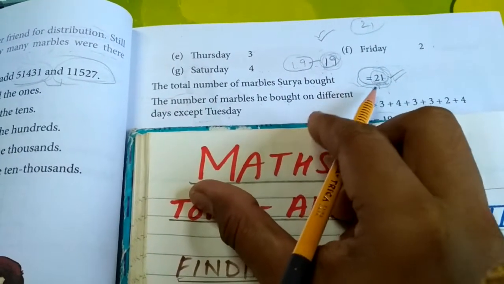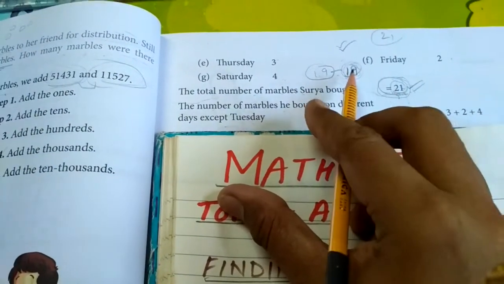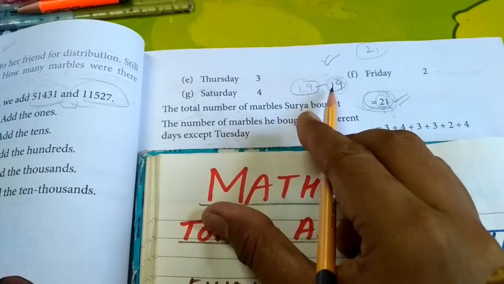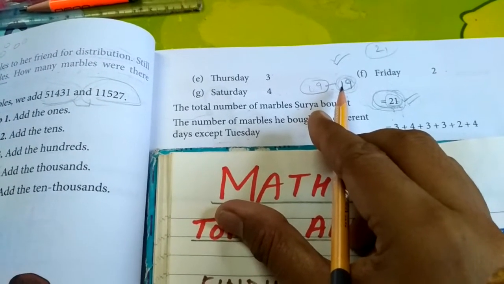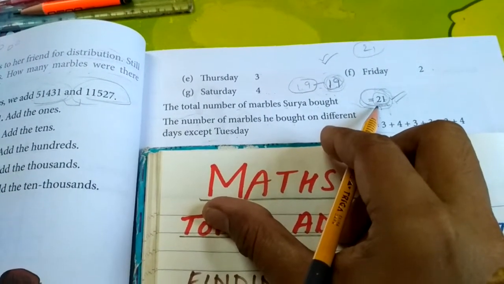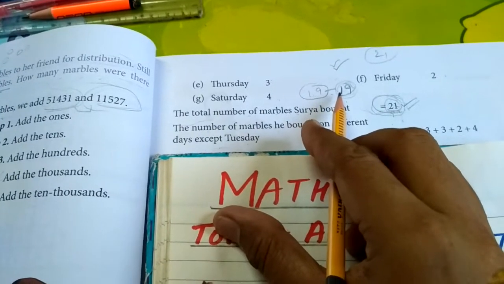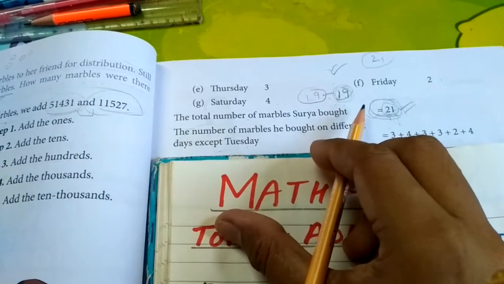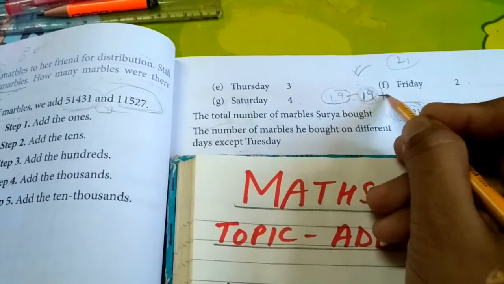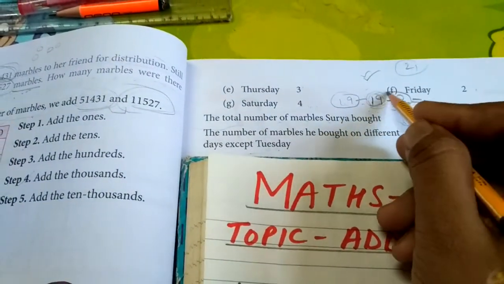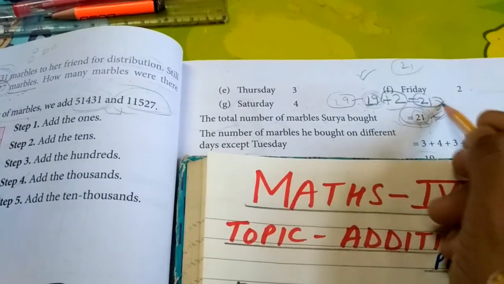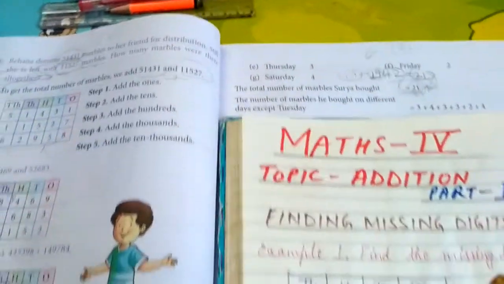The same thought process we can apply over here also. The total number of marbles is 21, and the number of marbles which we calculated for the rest of the 6 days except Tuesday was 19. So what will we add to 19 so that it will match up and be equal to 21? If we add 2 to 19, then the result is 21. So in both cases, the result is the same.